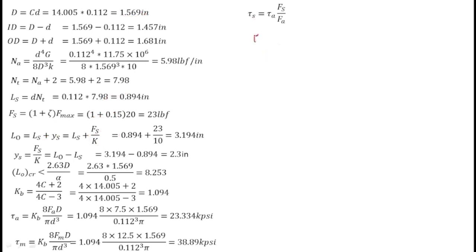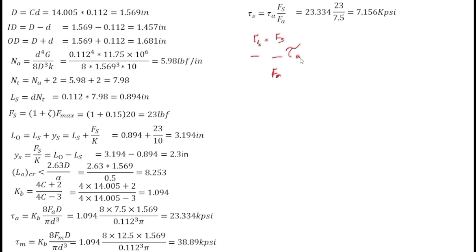Now if you want to find out tau s, that is the stress produced in the spring at solid length, as you know tau s is equal to Fs divided by A, and similarly tau a is equal to Fa divided by this. Now if you divide this first equation by the second, you will get this. Here the A can be cancelled out, so you will get tau s divided by tau a equal to Fs divided by Fa. Now if you want to rearrange this equation for tau s, you will have to bring tau a to the other side of the equality. For that, you will have to multiply it on both sides, so tau a will come over here, and tau s is equal to Fs divided by Fa into tau a. Now if you put the values, it will give you 7.156.